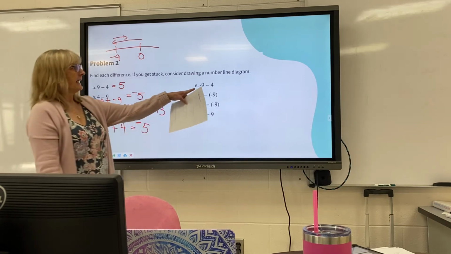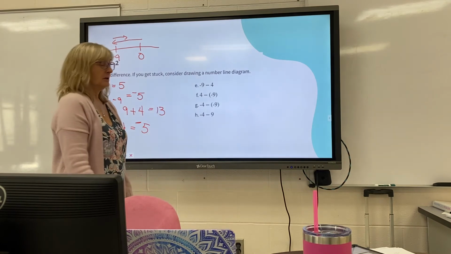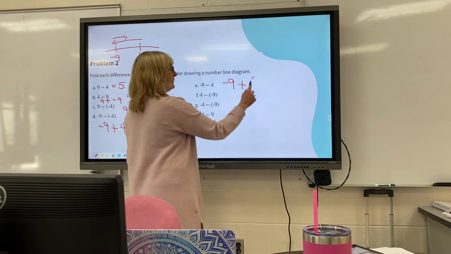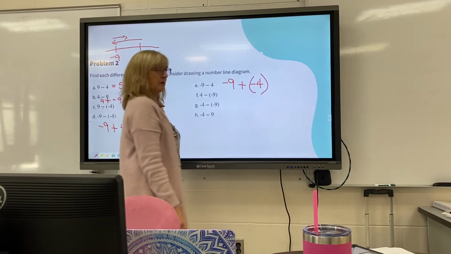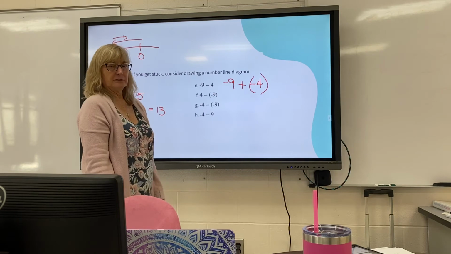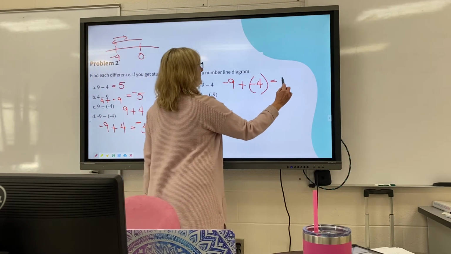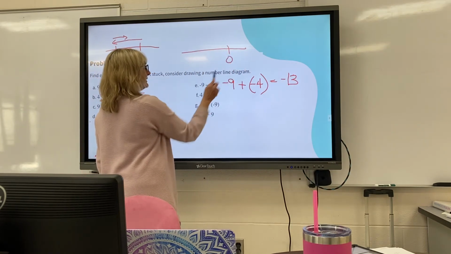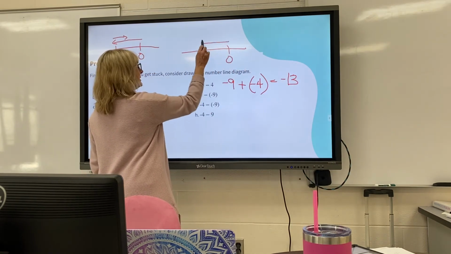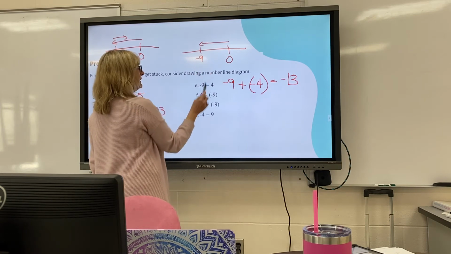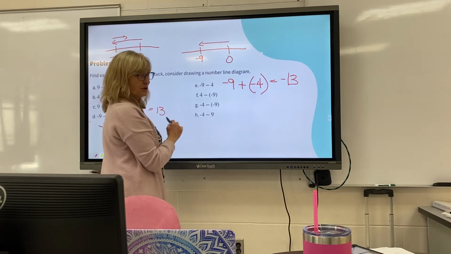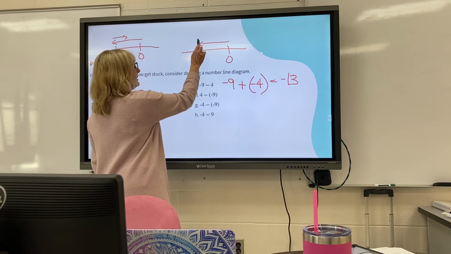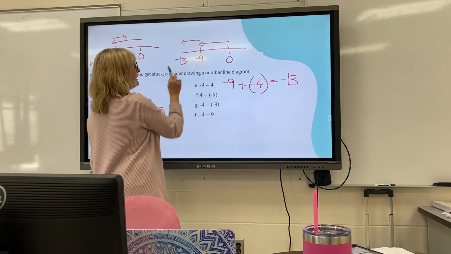All right, -9 minus 4. Copy, change. What's the opposite of 4? -4. Are the signs the same or different? Same. Think about what that would look like on the number line. I'm here at 0. That negative sign tells me to go left, -9. This negative sign, also known as a subtraction sign, tells me to go left 4 more, so that's going to take me to -13.